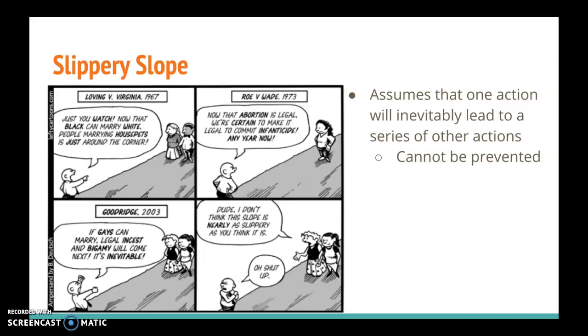So if someone is arguing to you that taking this action or not taking this action is going to lead to this really extreme negative outcome, ask them how they got from A to Z. Ask them where their evidence is that A is going to automatically and inevitably lead to Z. If they don't have that evidence, then it's a slippery slope argument. And most likely, A is not going to lead to Z.